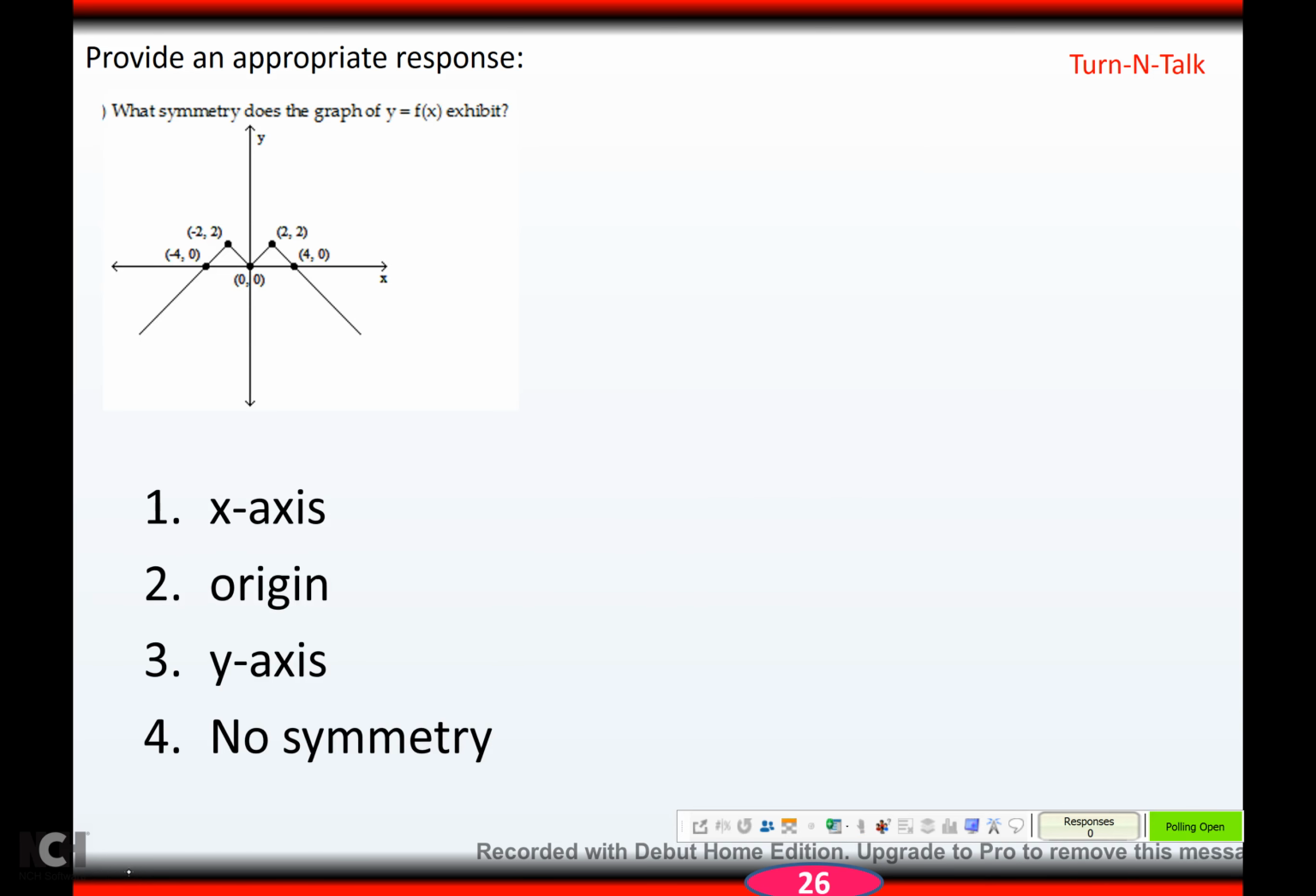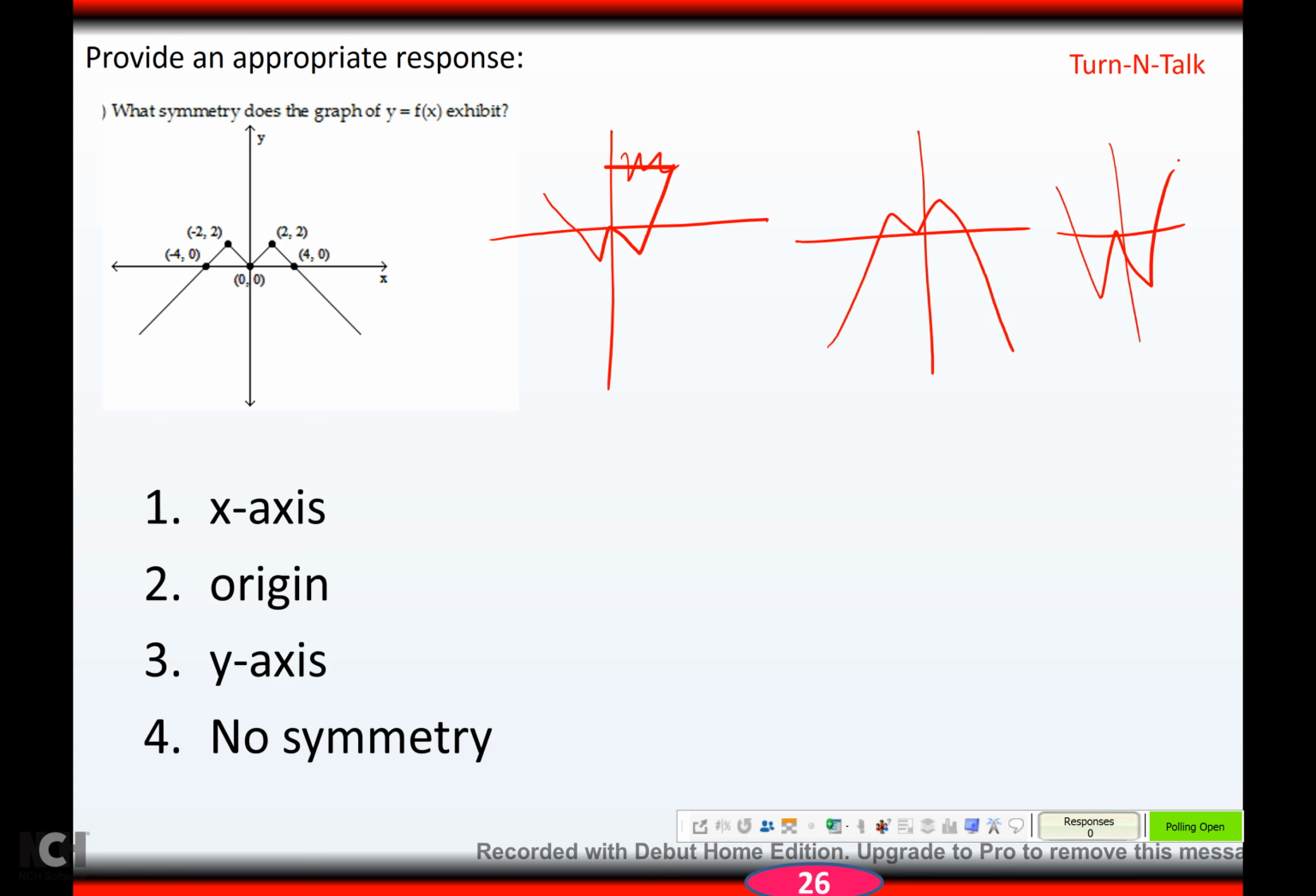Next, it says, what symmetry does the graph exhibit? Well, if you folded it over the x-axis, this thing would look like this. If you folded it over the origin, it would flip backwards, which would still look the same, and then flip upside down, which would still look like that. Y-axis is when you flip it over and this side looks like this side. If I flipped this over the y-axis, I would get this picture. So it's got y-axis symmetry.